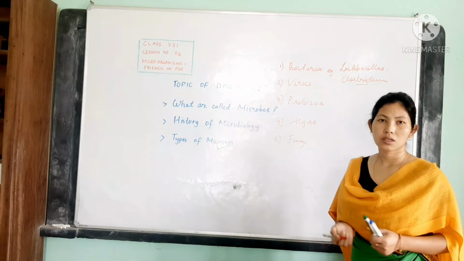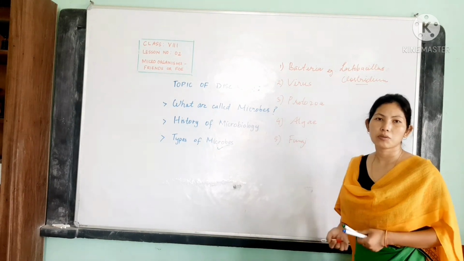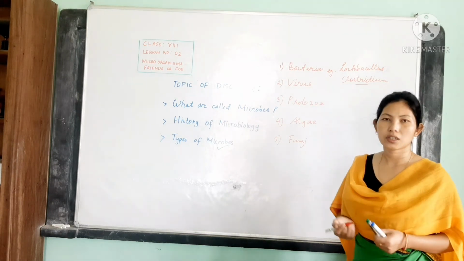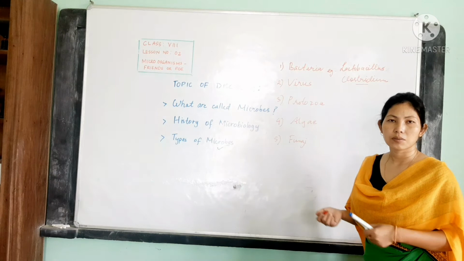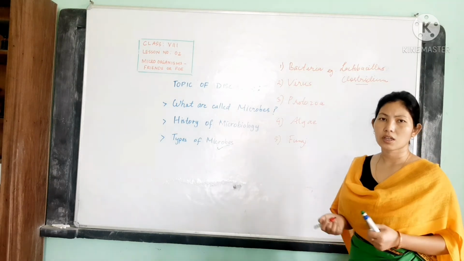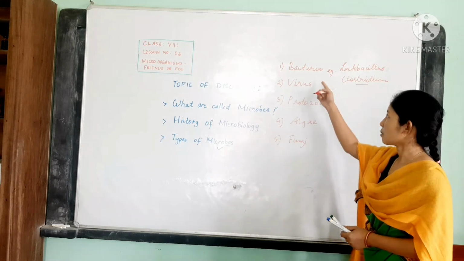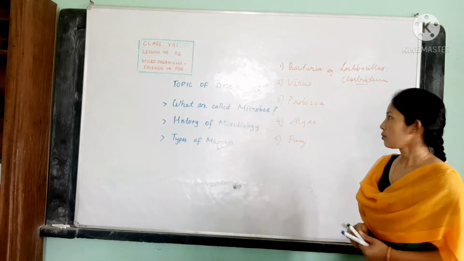Those are known as the archaebacteria, another group of bacteria which can withstand extreme types of conditions, like they are also present in hot springs or extremely saline water, right? So this is about the bacteria.